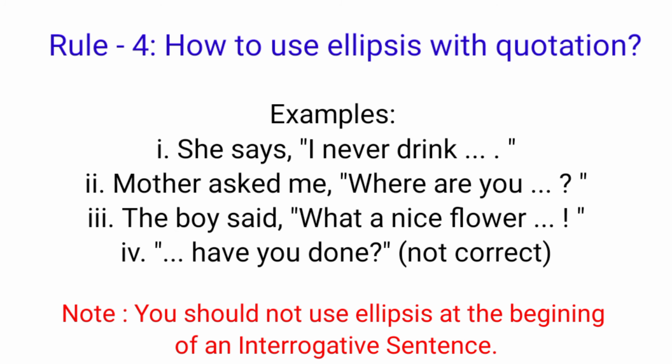Example: She says, inverted comma, I never drink ... 4 dots, that means period, closing quotation. Mother asked me, inverted comma, where are you ... note of interrogation, closing quotation mark. The boy said, inverted comma or quotation mark, what a nice flower ... note of exclamation, closing quotation mark.